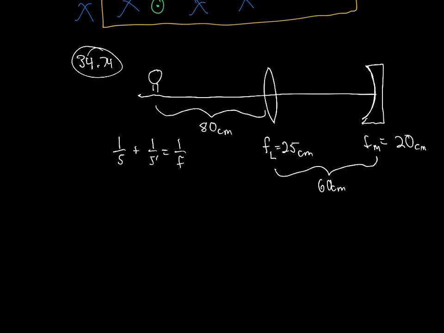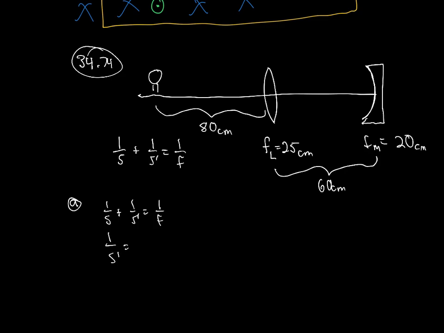So part A asks us, where does the lens form an image of the light bulb? So we can ignore everything about the mirror. We just have the lens and we have the light bulb. So I apply the lens equation to that. Where do I get the image? 1 over S plus 1 over S prime equals 1 over F. I'm solving for the image distance. Which one of those variables is the image distance? S prime. So I want to get S prime by itself.